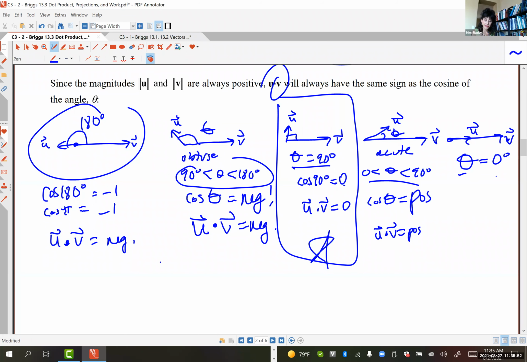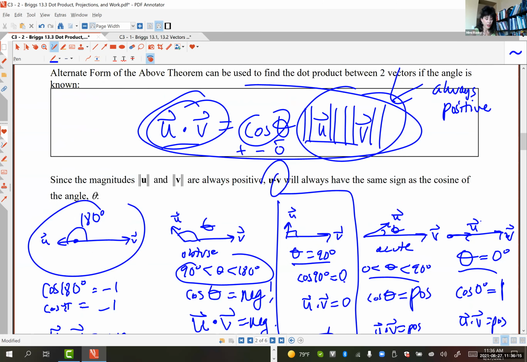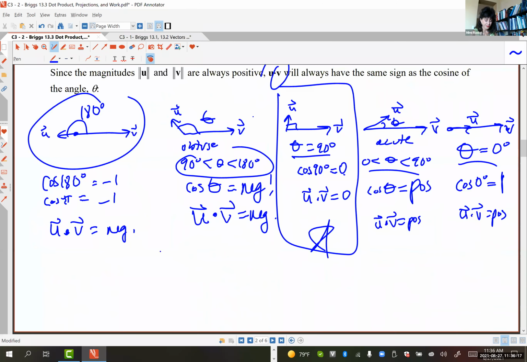Okay, finally, if your theta is 0, that means that they're pointing in the same direction. Cosine of 0, positive, negative, or 0? It's going to be positive, because it's a 1, right? So that means your u dot v will be positive. I just want to show you this for all the different cases. So your dot product can be positive, negative, or 0, and it's based on what the cosine is doing here.